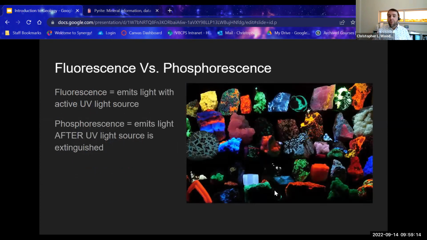So again, fluorescence is it glows under UV, and then phosphorescence means it continues to glow after the UV light has been pulled away. In this image, you can see there's been a black light or a UV light over the minerals, and we'll do this in class as well. And you can see how they glow.